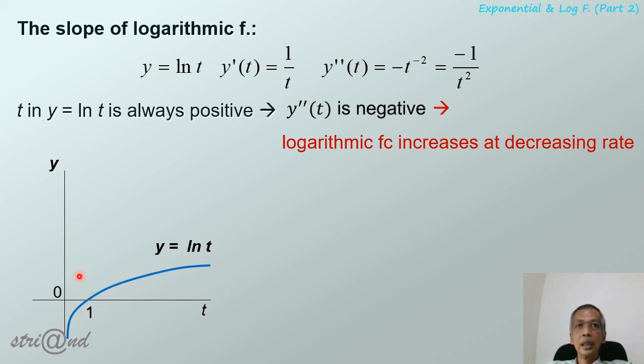The shape of the graph here is getting flatter. So that is why we can find here that the second derivative is negative. It shows that the slope decreases. So the conclusion here: a logarithmic function increases at a decreasing rate. The slope here decreases. It is getting flatter.